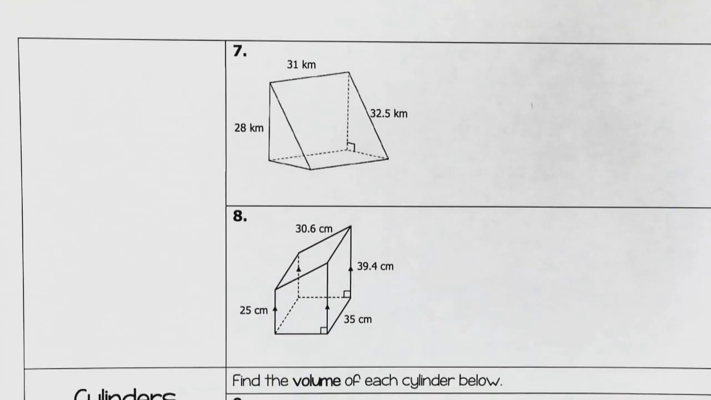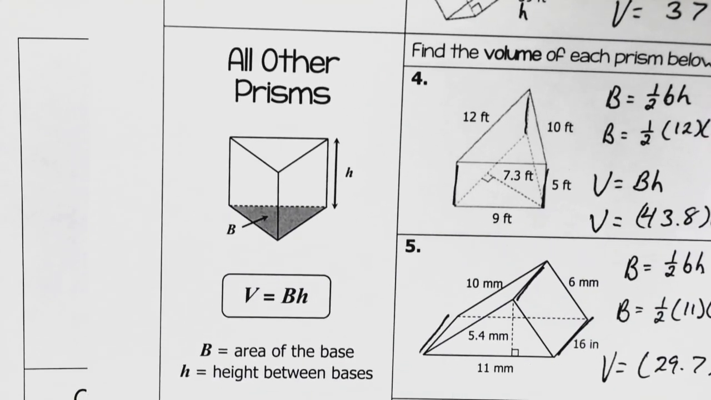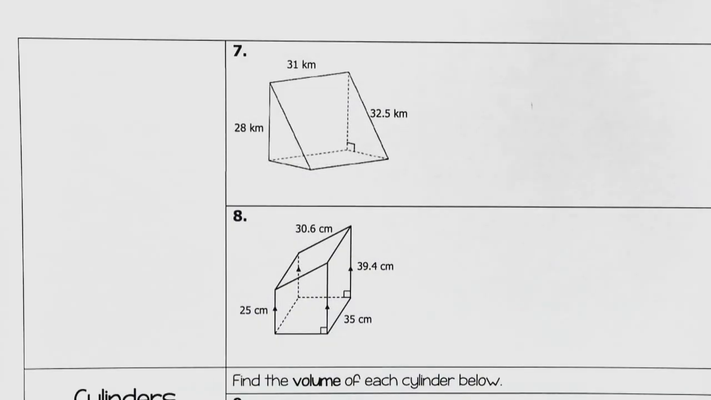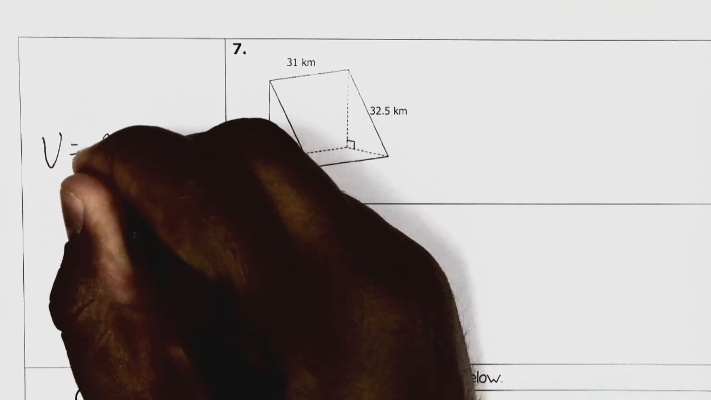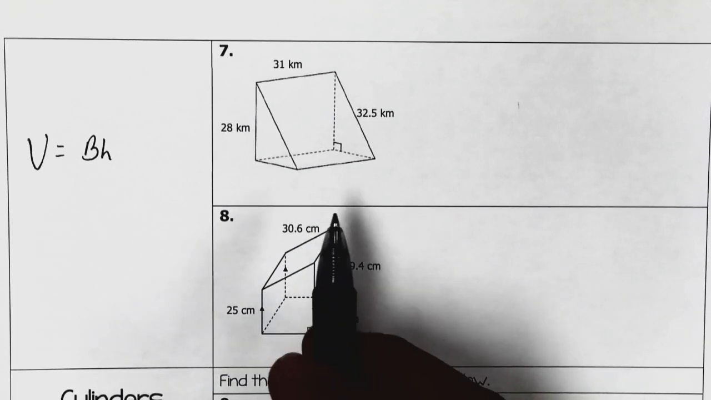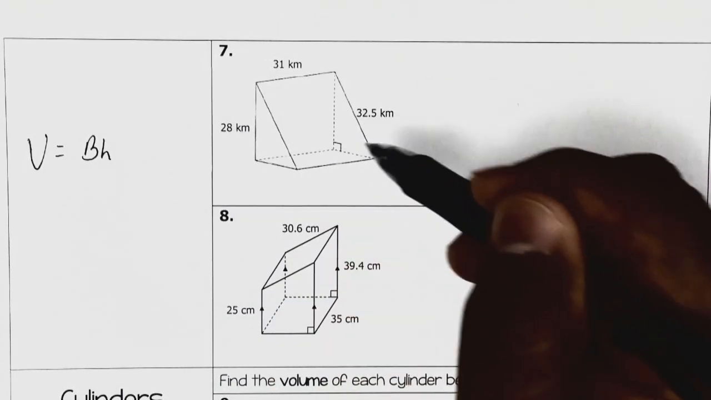All right, guys, so continuing on, we're still looking at the volume of prisms and cylinders. So the next two examples are prisms, so we are going to have to use this formula right here. The volume equals big B, the area of the base, times the height between the bases. So I'll write the formula right here, V equals big B times H. Okay, so for number 7, excuse me, you have a triangular prism, okay?